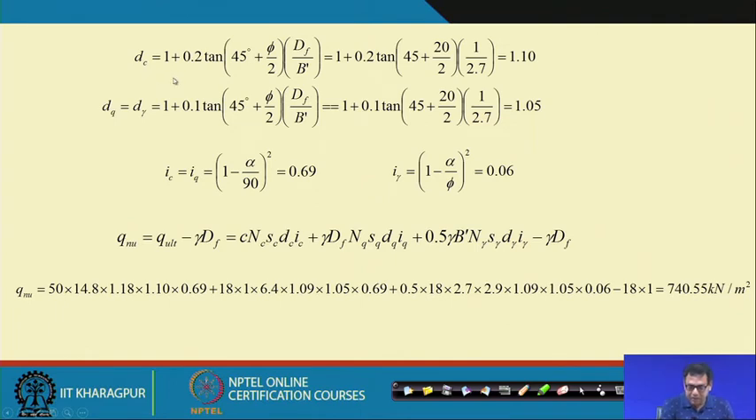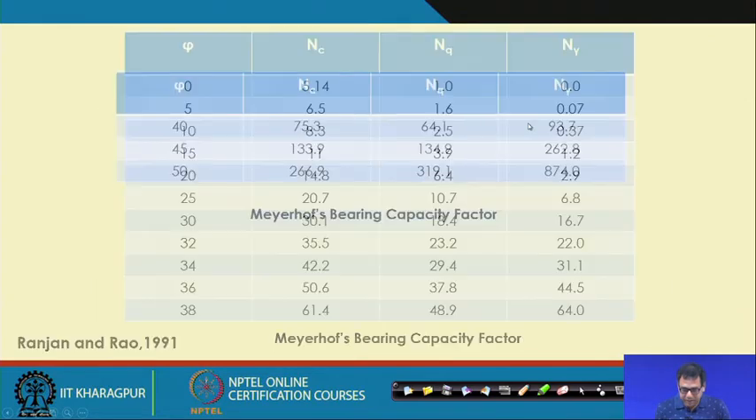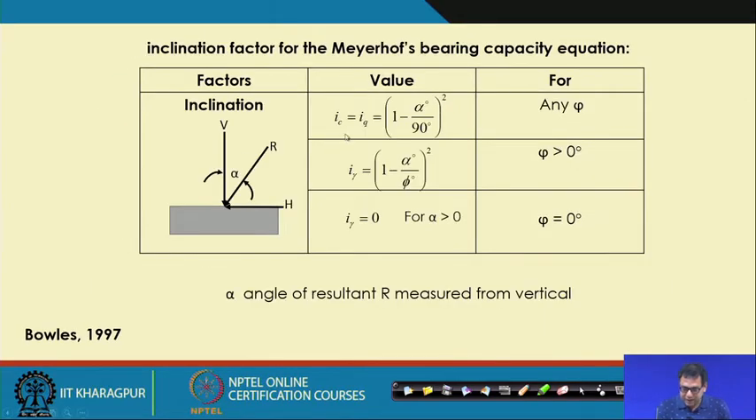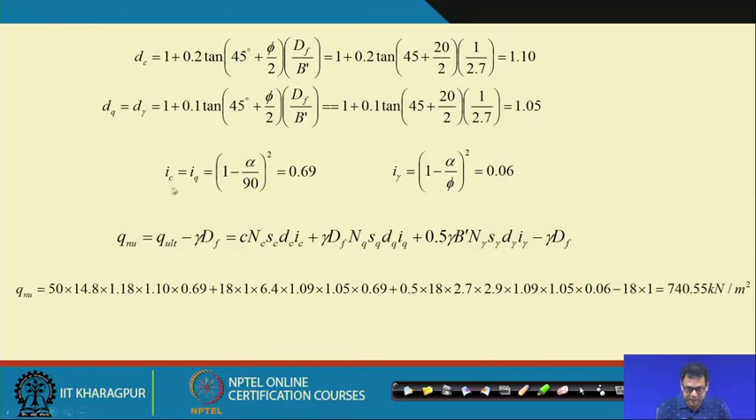Now, DC will give you this, with dF by B dash, and B dash is 2.7. So, it is 1.1, and this value is 1.09. And from this table we have the IC, IQ, I gamma expressions for any phi. This one is for phi equal to 0 degree, and this is for phi greater than 0 degree. I will use this one as the phi value is greater than 0 degree. This is the alpha, which is 15 degree. If I use these factors, I get IC and IQ as 0.69 and I gamma as 0.06.